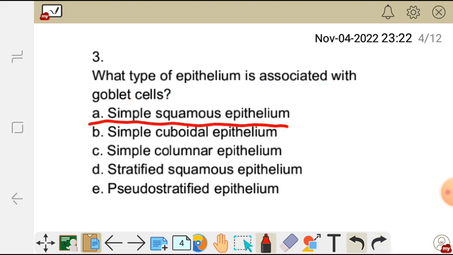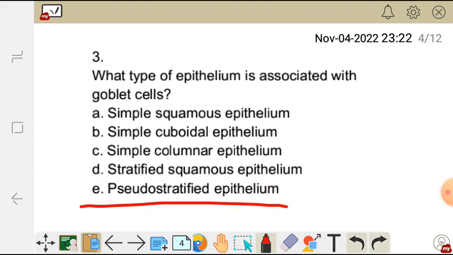A, simple squamous epithelium. B, simple cuboidal epithelium. C, simple columnar epithelium. D, stratified squamous epithelium. And then E, pseudostratified epithelium. The goblet cells are found in the alimentary canal, mostly in the intestines. The one which underlies the intestines, where goblet cells are found, is simple columnar epithelium. That's where you can find goblet cells.